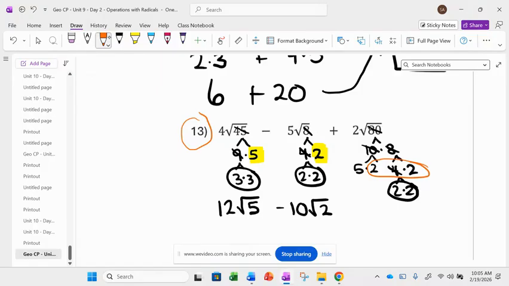So what does that mean for me? That means I already have a 2 on the outside. I'm going to bring the orange 2 on the outside and the black 2 on the outside. And the only number left over is a 5 for the inside. So 2 times 2 is 4 times another 2 is 8. So this is plus 8 root 5.